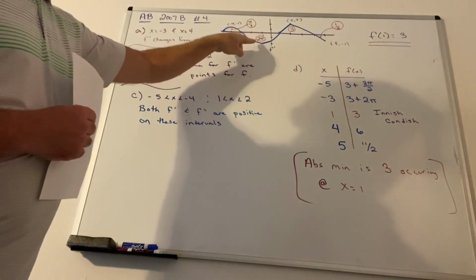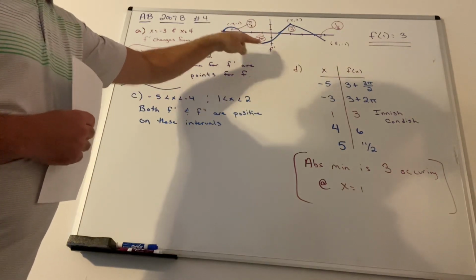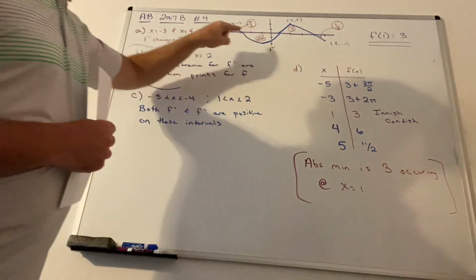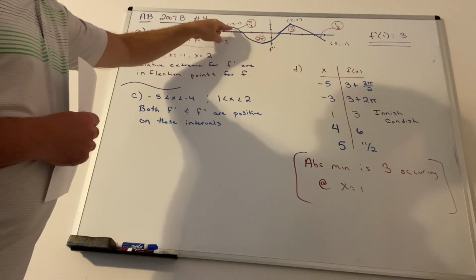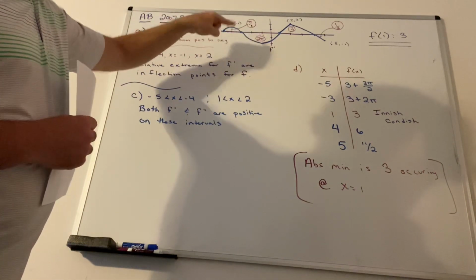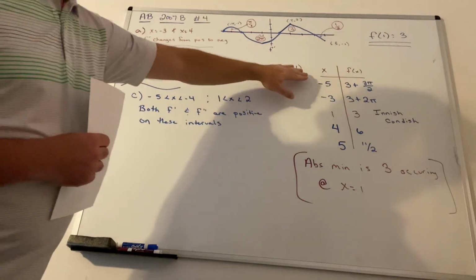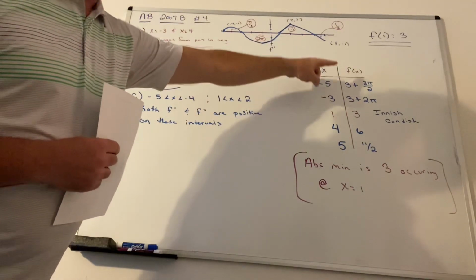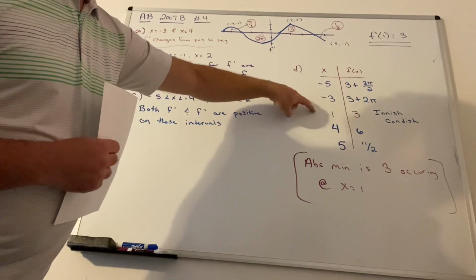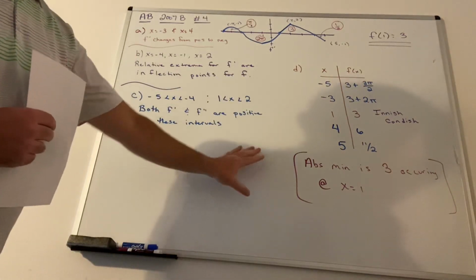Okay, that's below and to the left, so he counts positive. And then that is to the left and above, so he counts negative. So I'm just taking pi over 2 away from 2 pi essentially. Puts me to here. If you look at the outputs, the initial condition is the smallest, so that's your absolute minimum.